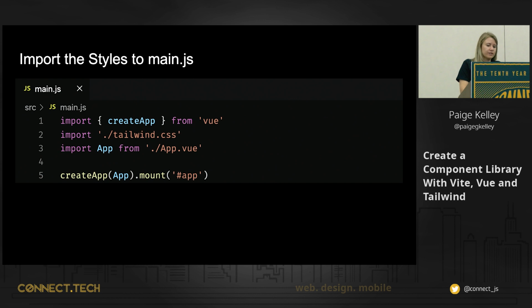All right, so now we're going to import these styles into main.js so we could use them while we're building. If you open up your main.js file that was generated by Vite, you'll notice that it looks almost exactly like this, except you have a styles.css file. I just deleted that file and added in my Tailwind classes.